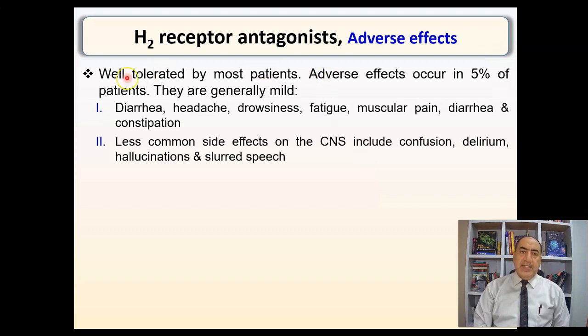Adverse effects: they are generally tolerated by most patients. Adverse effects occur in 5% of patients. They are generally mild, maybe headache, diarrhea, drowsiness, fatigue, muscular pain, and constipation. Less common side effects include CNS effects: confusion, delirium, hallucination, and slurred speech.